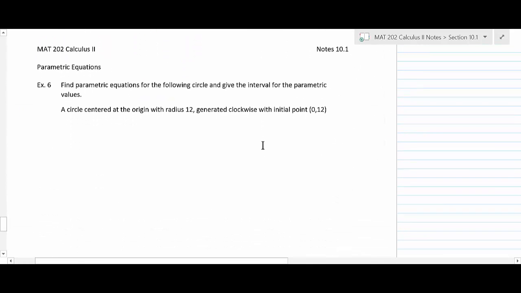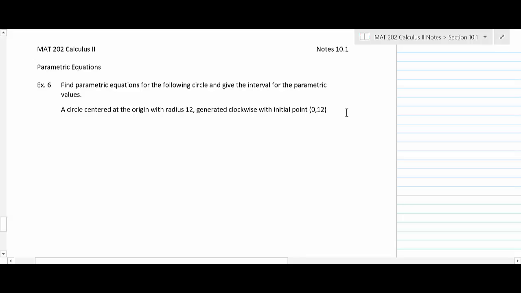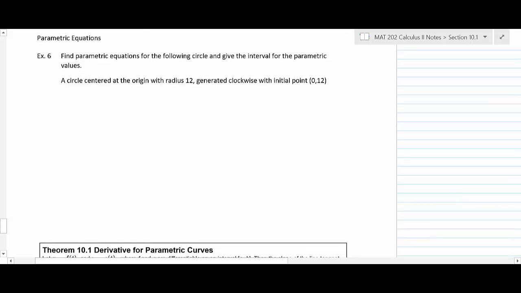Let's do the last page on here, just to wrap it up. All we're going to do is a little bit with this section. This one says find a parametric equation for the following circle and give the interval for the parametric values. So we have a circle centered at the origin with radius 12 generated clockwise, like this. This is something I'm going to show you how to do. You might want to write this down.